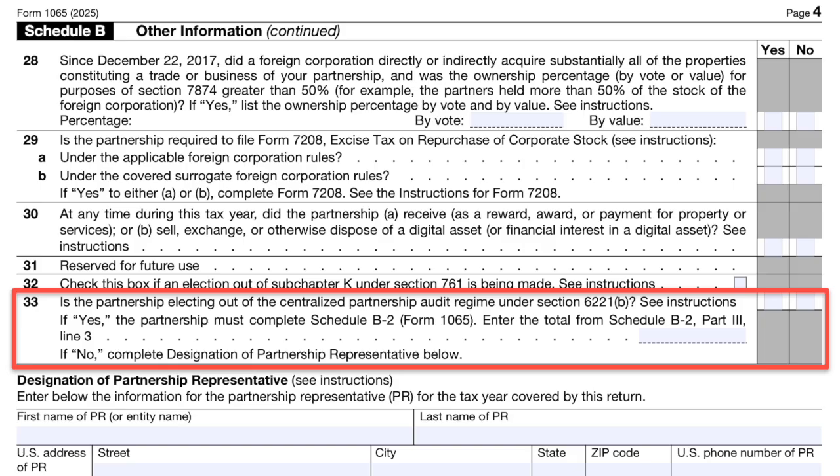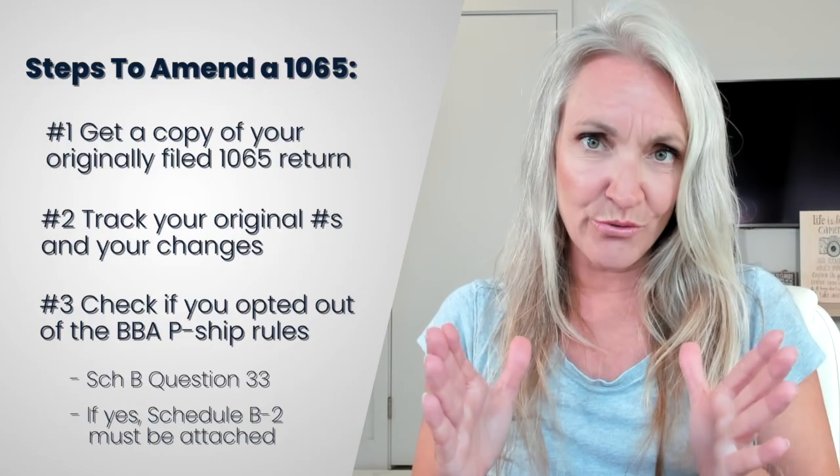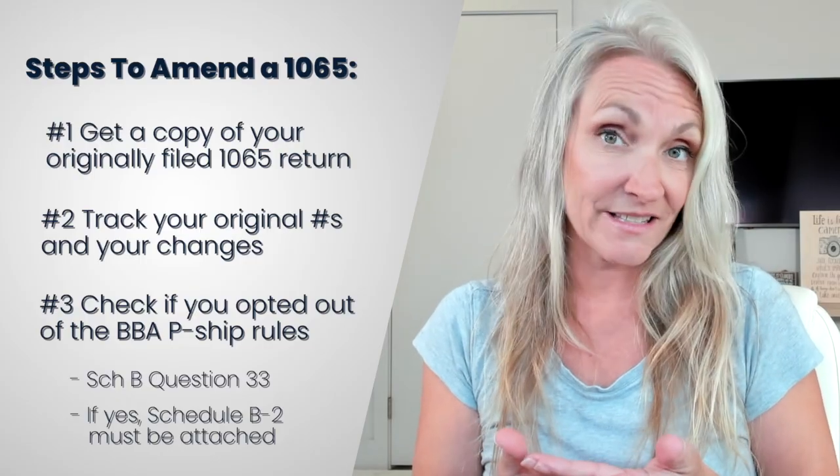And it says, is the partnership electing out of the Centralized Partnership Audit Regime under Section 6221(b)? See instructions. If yes, the partnership must complete Schedule B-2 for the Form 1065. Here you'll see yes checked or no checked to indicate if the election was made. And then you can also check for that Schedule B-2 to be attached to the Form 1065.